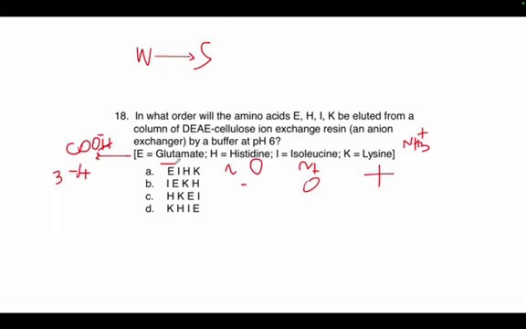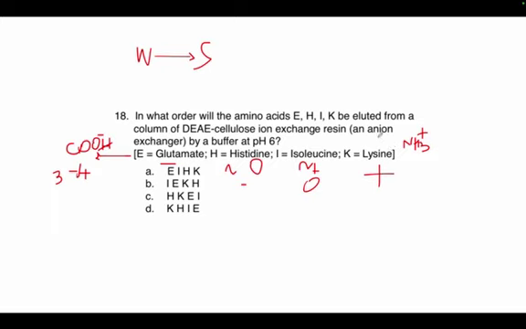Okay? Which means that glutamate is going to bind very strongly to this resin. Histidine is going to bind slightly weak. Isoleucine is going to be mostly neutral, but it is a hydrophobic amino acid, so it may have some level of interaction with the resin. And the lysine is not going to interact with the resin because resin is positively charged. Lysine is positively charged, so it is not going to interact with the resin at all.